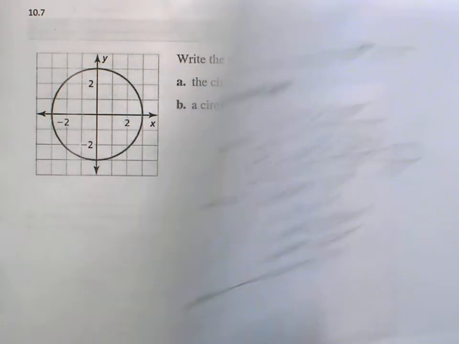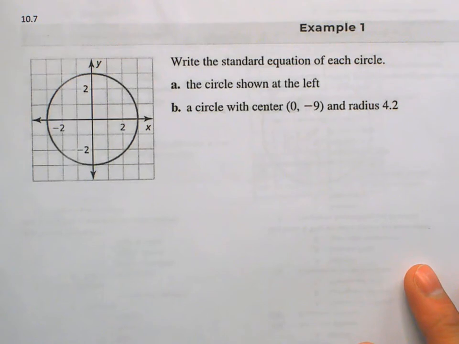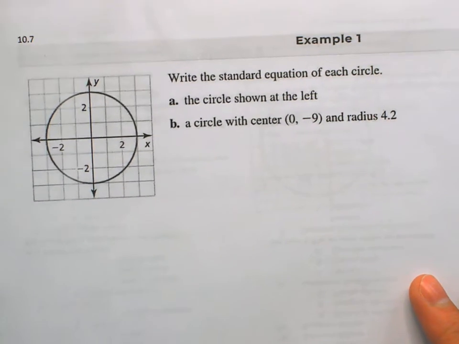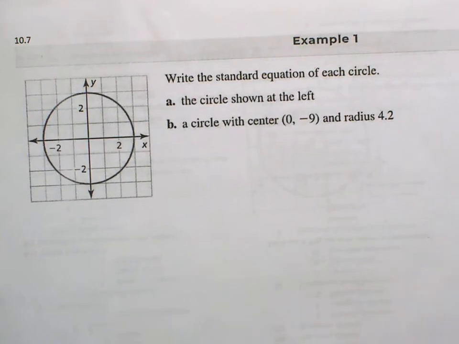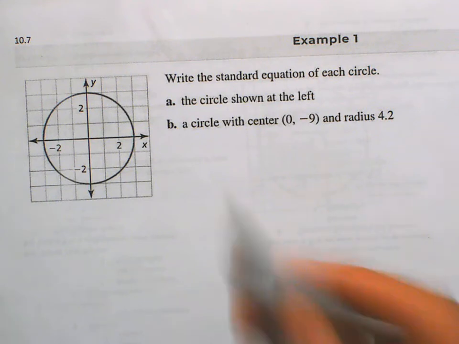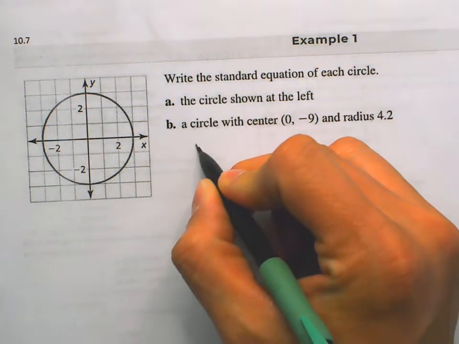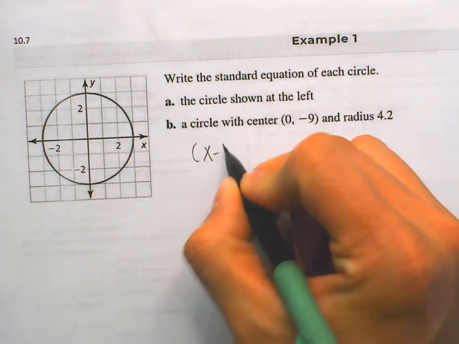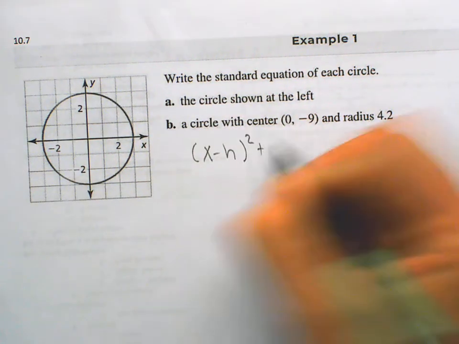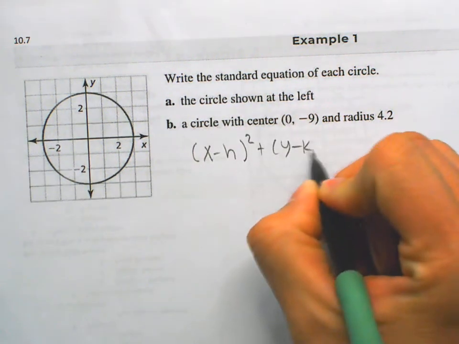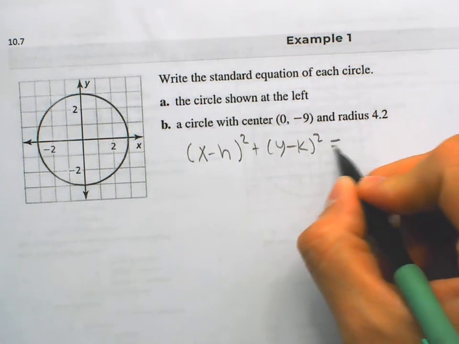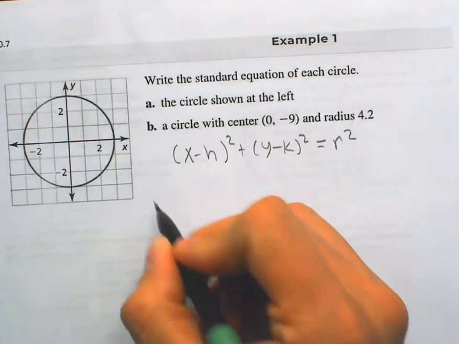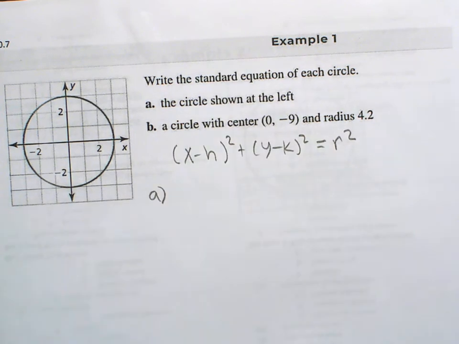All right, so let's take a look at example number 1. Pause the video so you can graph the circle that is provided to you right there. It says write the standard equation of each circle. We need to remember the equation is the following: (x minus h) quantity squared plus (y minus k) quantity squared equals the radius squared. So let's look at A first, the circle shown at the left.